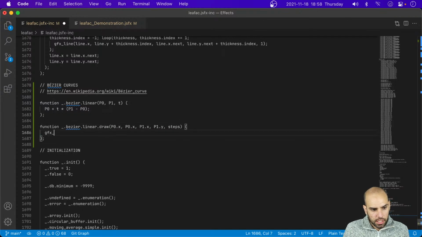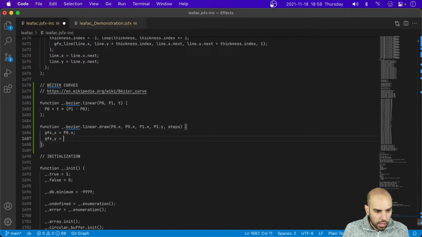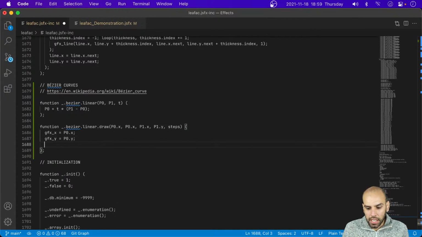How about we set gfx.x to be p0x. gfx.x is a special variable that comes with REAPER, and it represents a cursor. So we are putting the cursor in p0x and p0y. So we're putting the cursor in p0. Now we are going to move our way to p1 over a certain amount of steps, which is a silly thing to do. We could draw a straight line between P0 and P1 right away, but we are going to do it the long and more precise way, the more Bezier way.